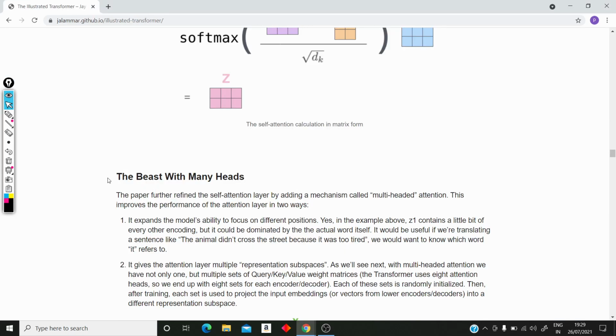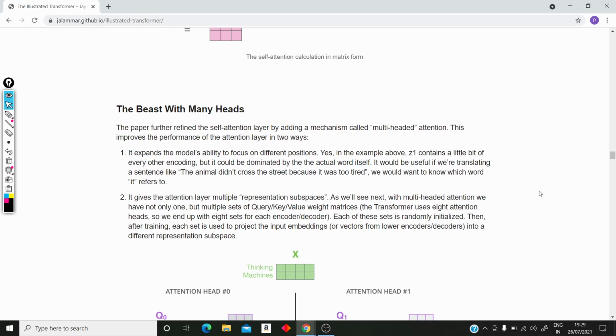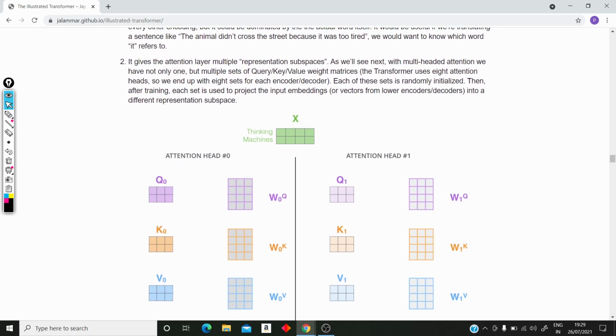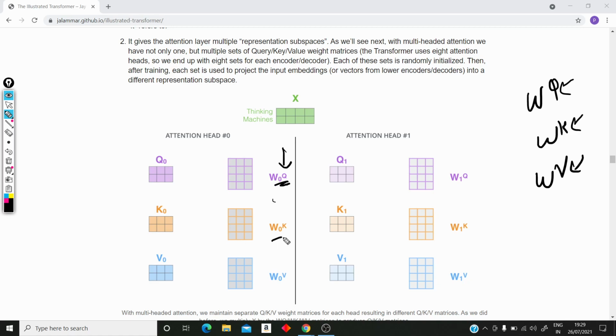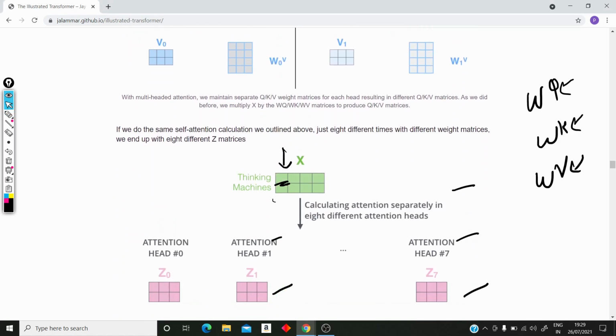So here now he wrote "the beast with many heads." That's why it is called multi-headed attention. Previously, for "thinking" as well as "machine", we had the same matrices WQ, WK and WV, that is query, keys and values. But now, for all the words, we are using different matrices, that is W0Q, W0K, W0V, and similarly W1Q, W1K and W1V. And after that, of course, we'll get many different outputs.